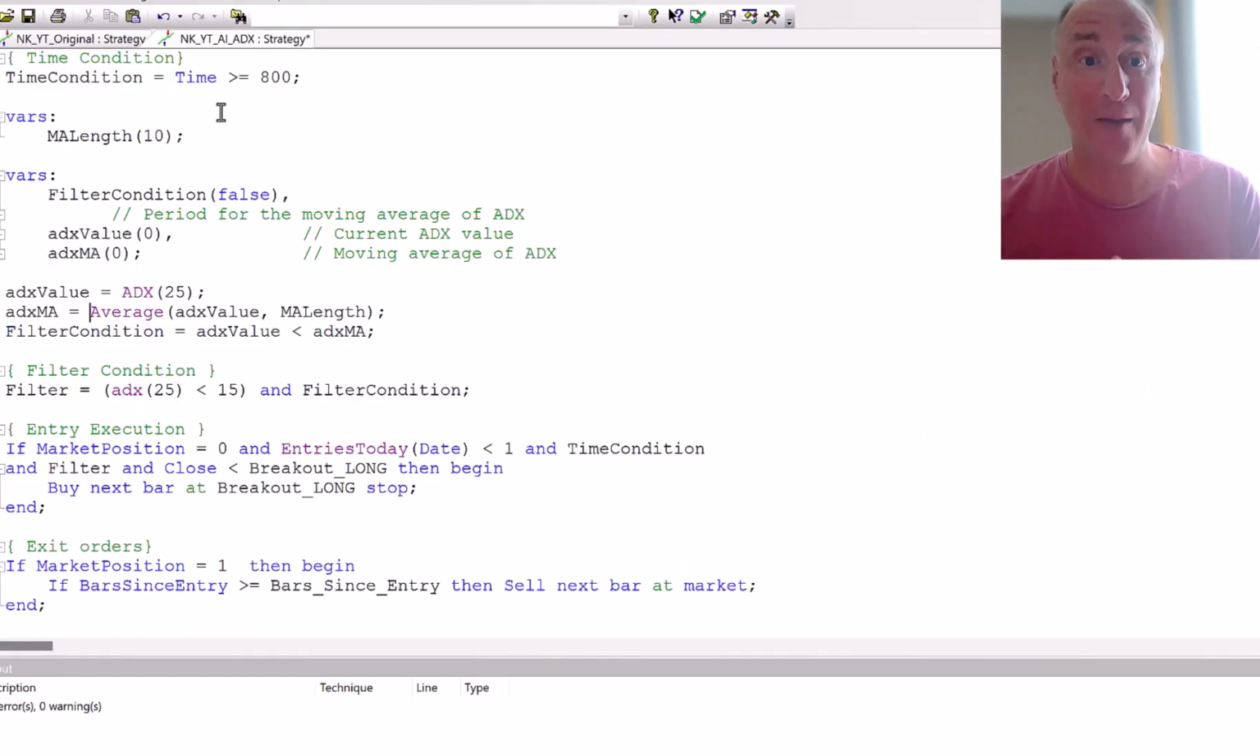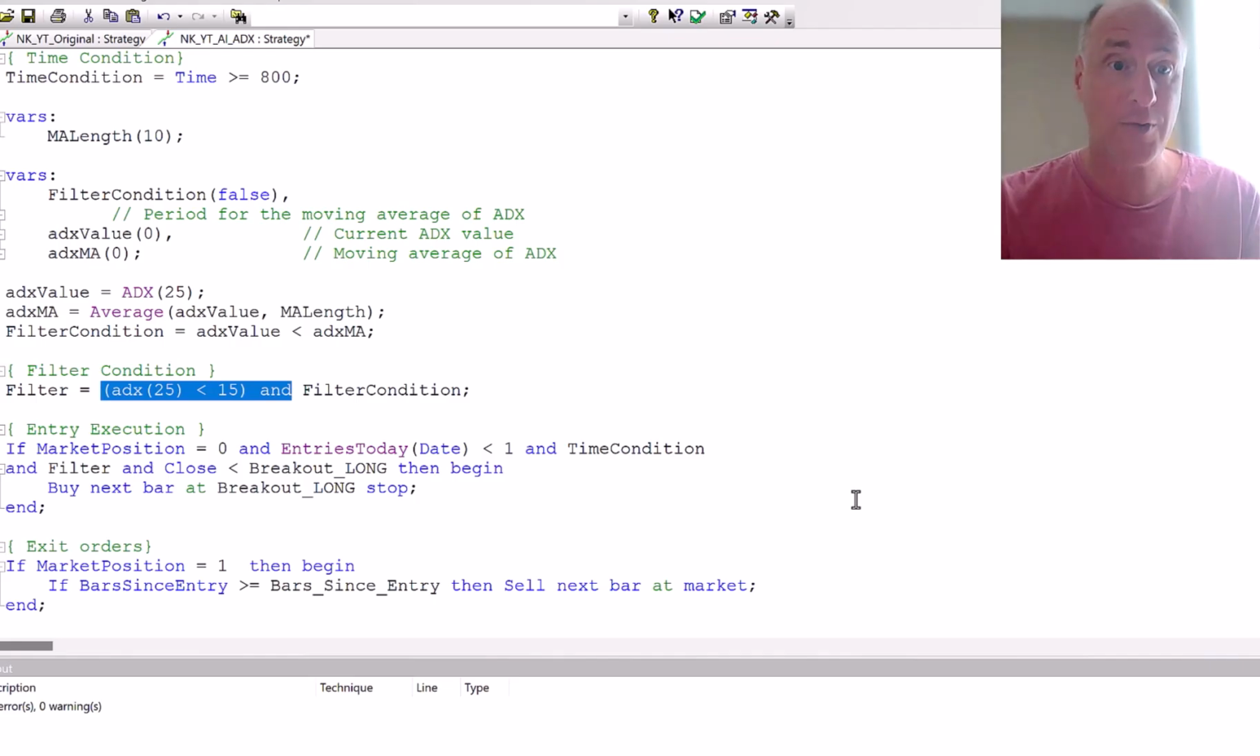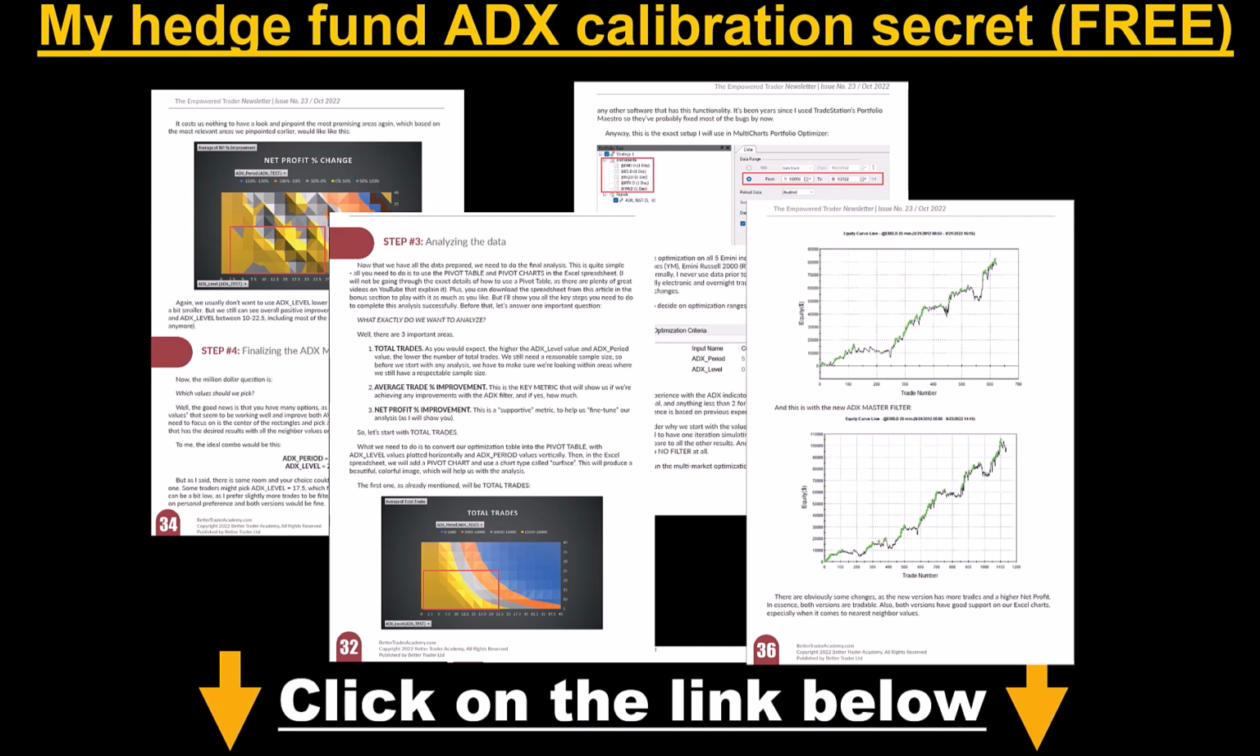So the next step would be, and now please pay attention, actually remove the original condition. Because remember, in the past episode, we were just trying to improve this initial condition where I used very well calibrated ADX, based on the calibration method that we use in our hedge fund, and which, by the way, you can download completely for free on the link below.